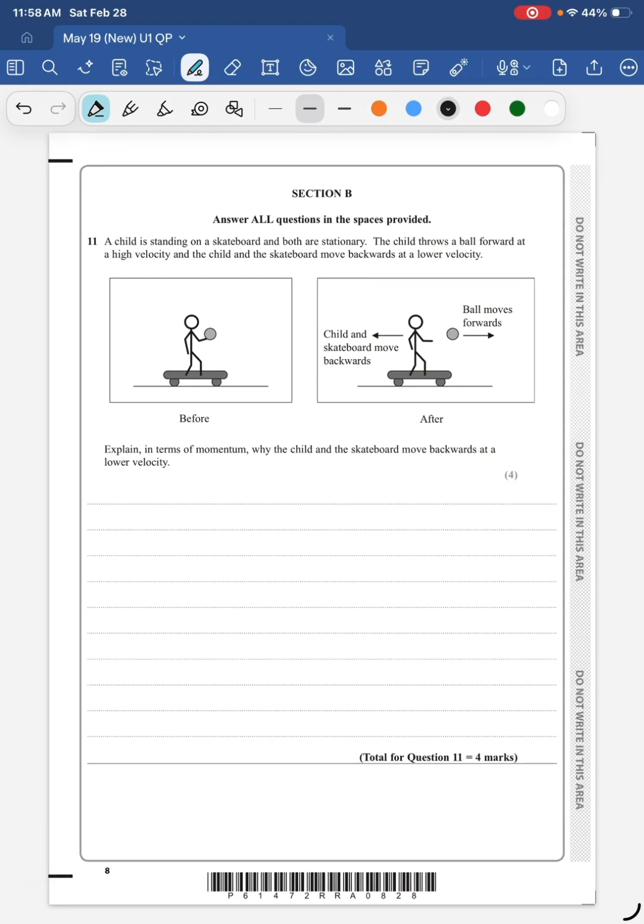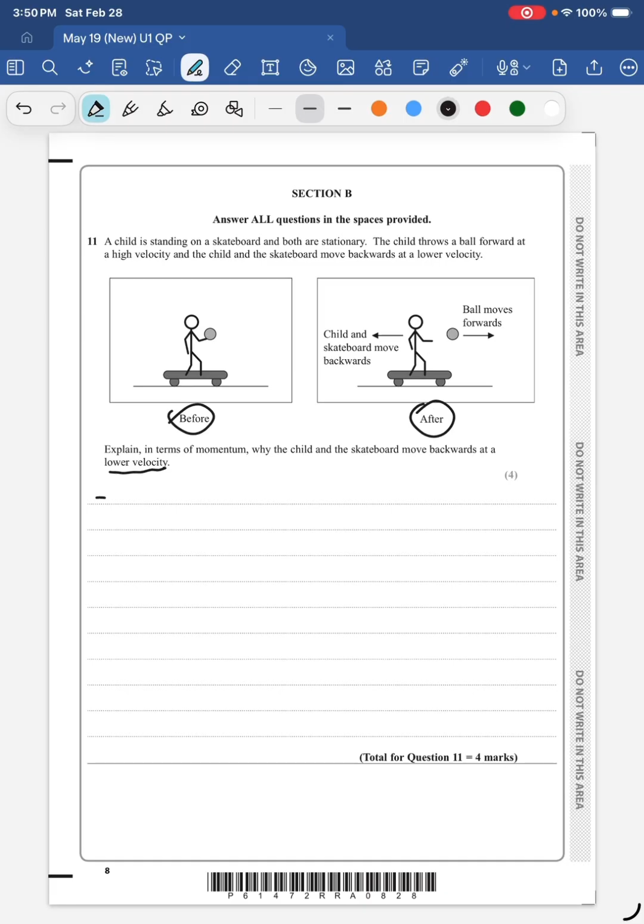So let's move on to question 11. It's a conceptual question. A child is standing on a skateboard and both are stationary. The child throws a ball forward at high velocity, and the child and the skateboard move backwards at a lower velocity. Explain in terms of momentum why the child and the skateboard move backwards at a lower velocity. Okay, so this is a conceptual question. First of all, you have to observe that this is the situation before and this is the situation after. And before, both the kid plus skateboard system and the ball are at rest.